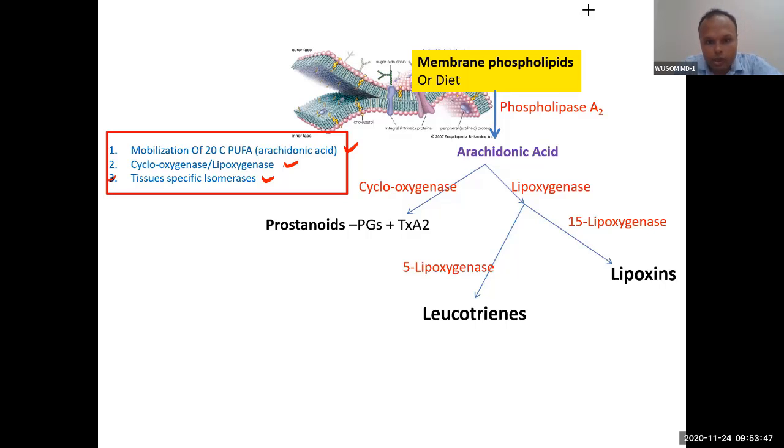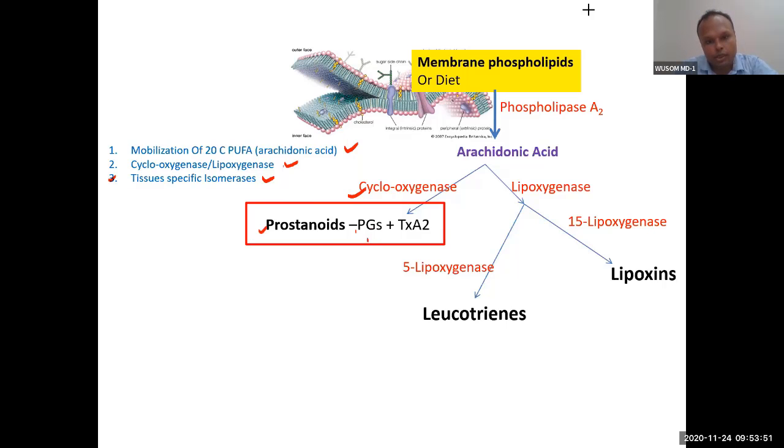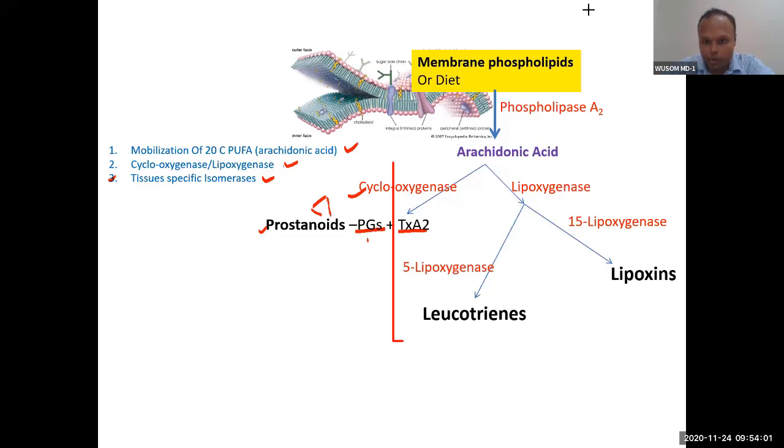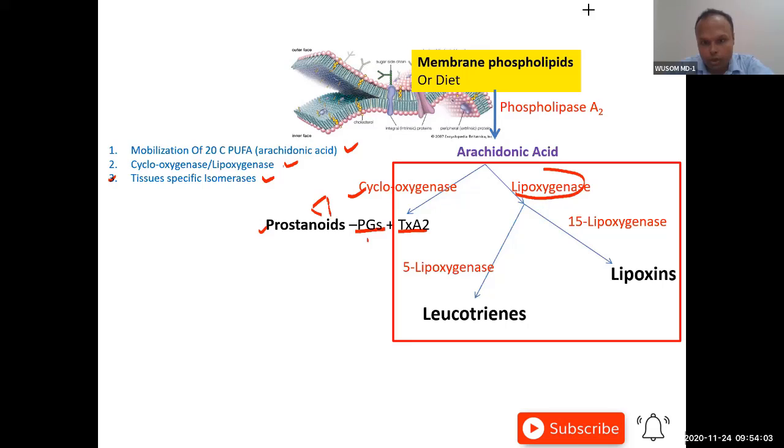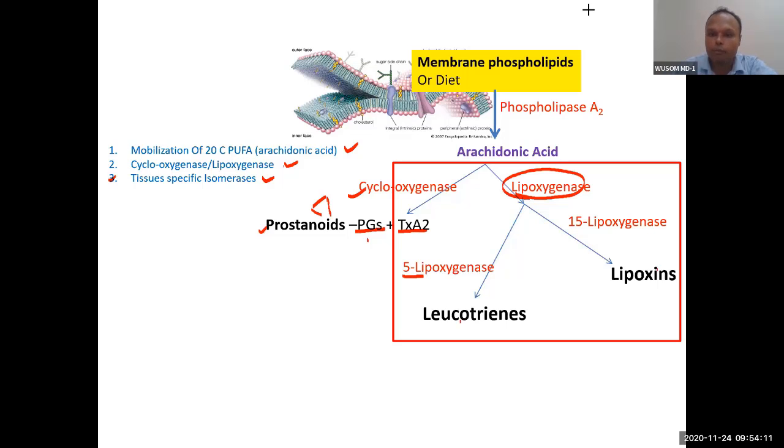You can see cyclooxygenase pathway, as I have told you, prostanoids. Both are called prostanoids, prostaglandins and thromboxane, because they have cycle, and this is why this is called prostacyclin. Cyclooxygenase pathway, prostanoids, and then lipoxygenase pathway will produce these two. And there are 2 lipoxygenase. You can see 5 lipoxygenase will produce leukotrienes and 15 lipoxygenase will produce lipoxins.